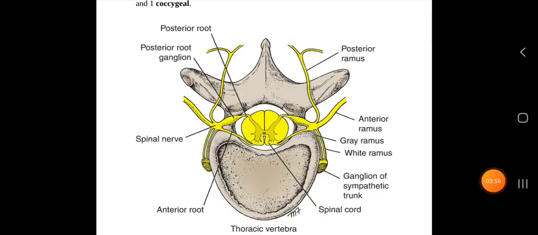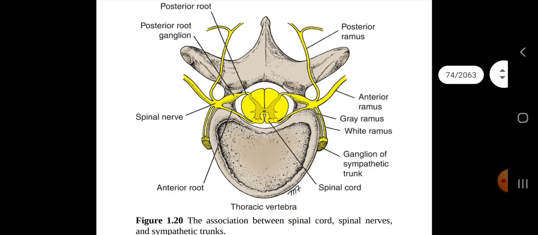On the left side you can appreciate the posterior root ganglion, the spinal nerve and the anterior root. On the right side you can appreciate the posterior ramus, the anterior ramus, the gray ramus, white ramus, ganglion of the sympathetic trunk and the white ramus. This is of the thoracic vertebra.